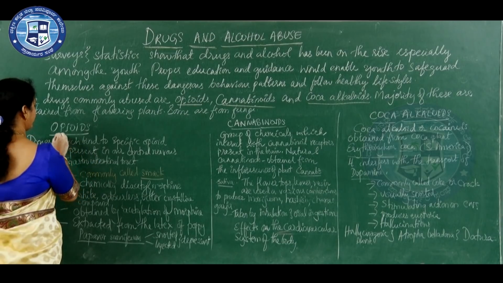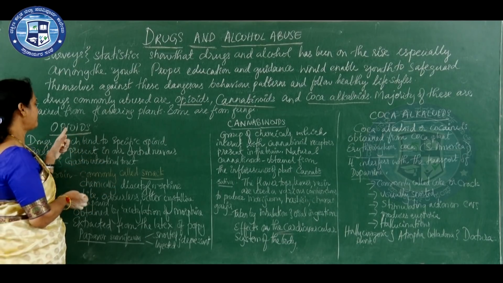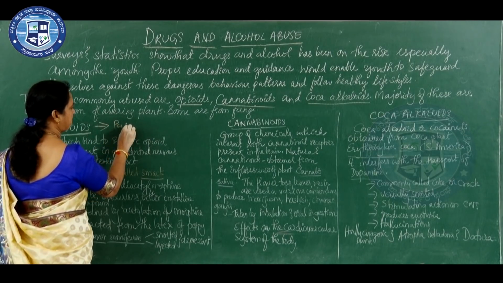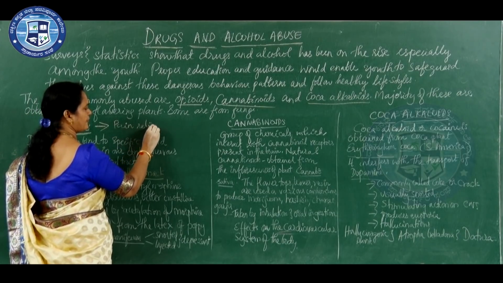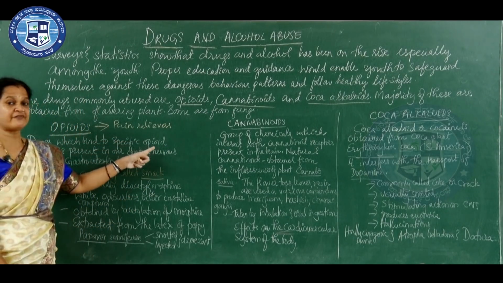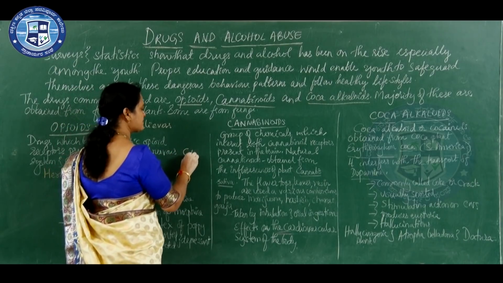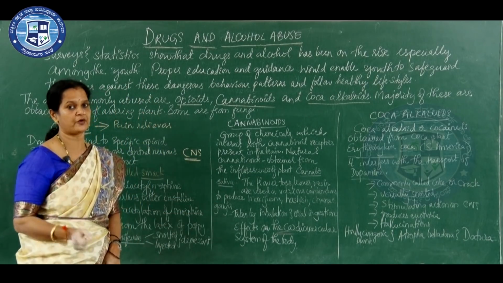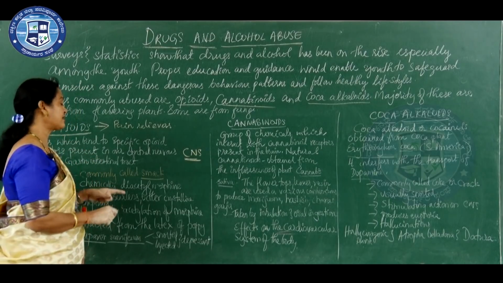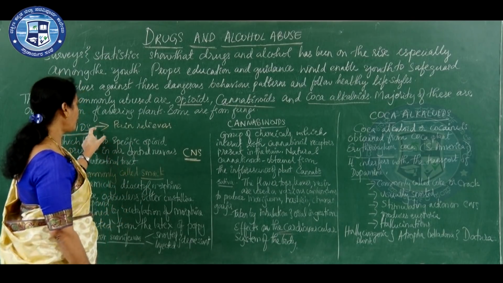First we will see opioids. Actually, opioids are obtained from opium. Opium is a drug and opioids are pain relievers. These are drugs which bind to specific opioid receptors present in our central nervous system. The CNS has specific receptors for opioids. Opioid receptors are there in the central nervous system as well as the gastrointestinal tract. These analgesics or pain relievers are opioids.